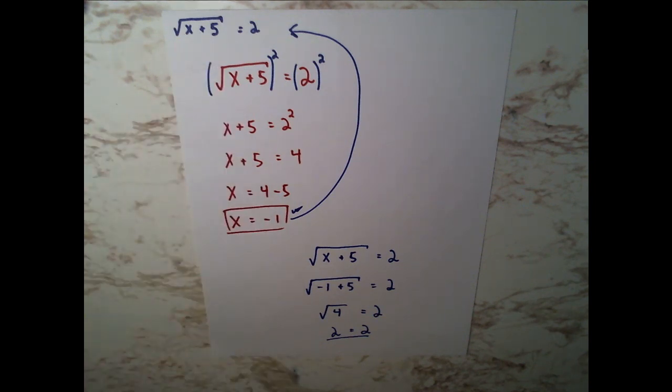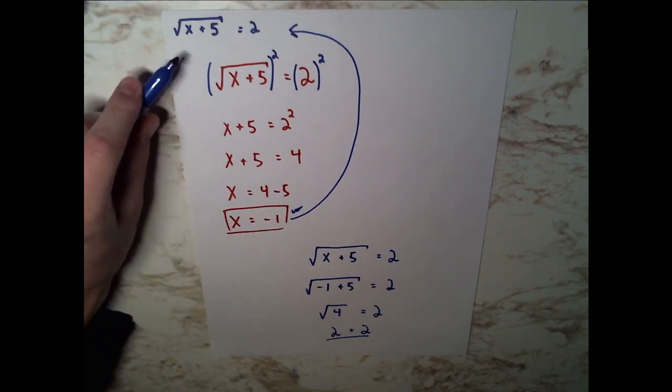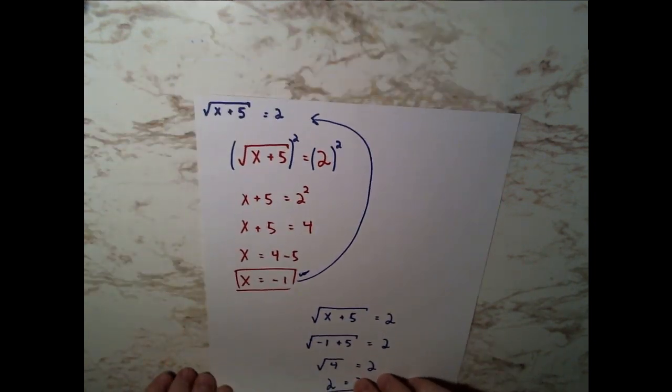Plugging these answers back in becomes important when you're dealing with square root functions and radical functions and rational functions, just because you can have some problems where you plug in a value for x and it ends up not working. And we'll get into that more later.